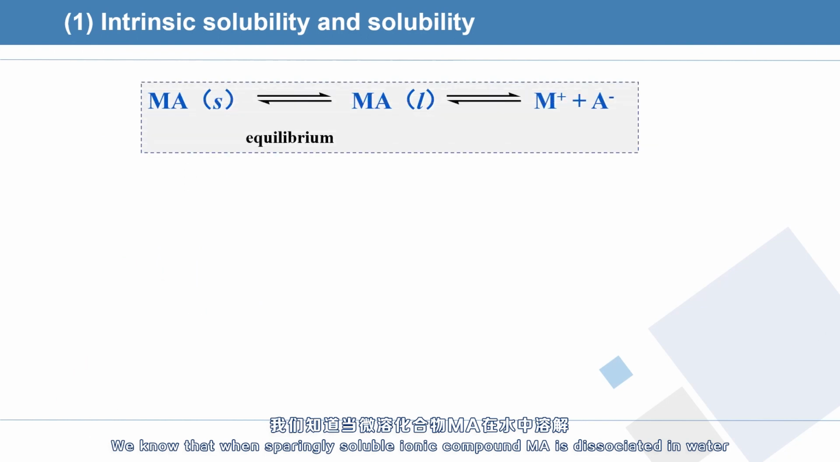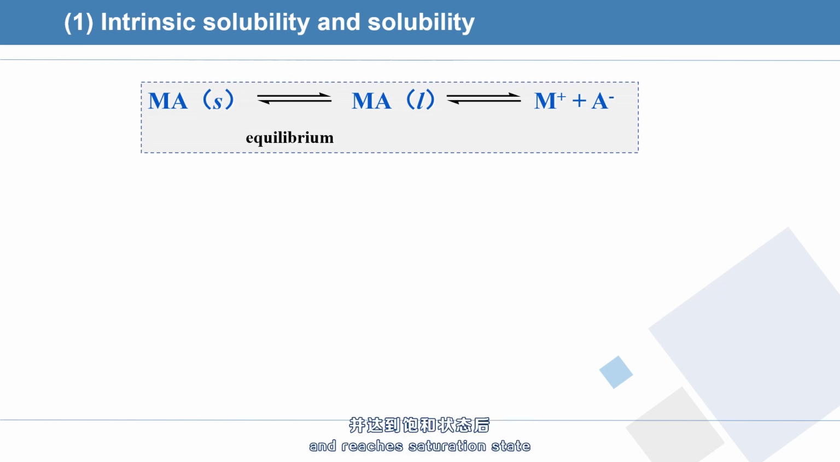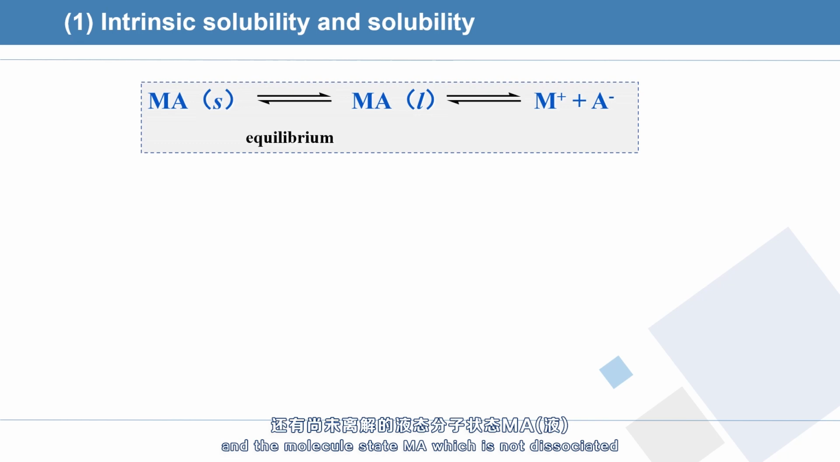We know that when sparingly soluble ionic compound MA is dissociated in water and reaches saturation state, it will have set equilibrium. That is, the dissolved part of the solid MA includes the existence of ion state M and A, and the molecular state MA, which is not dissociated. Of course, it can also be the ion pair MA.